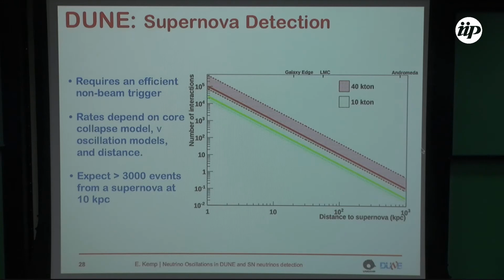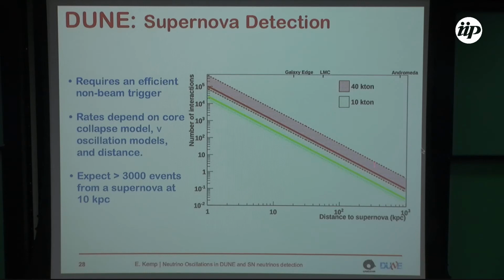So here we have a plot with the expected rates for neutrinos from 10 kiloparsec. No, this is in function of the distance. And we have the 2 scenarios. The green band is for just one module, a 10 kiloton of fiducial volume. And the red band is for the total DUNE, the complete detector.